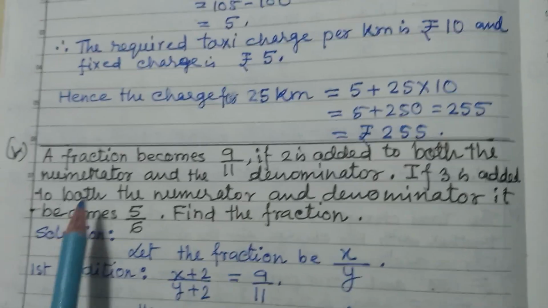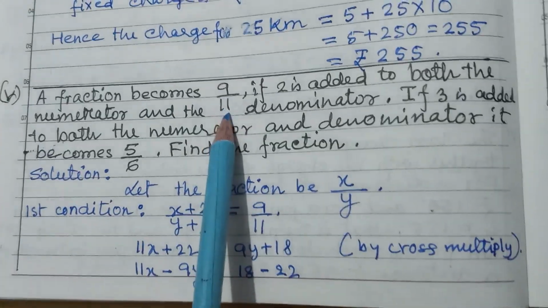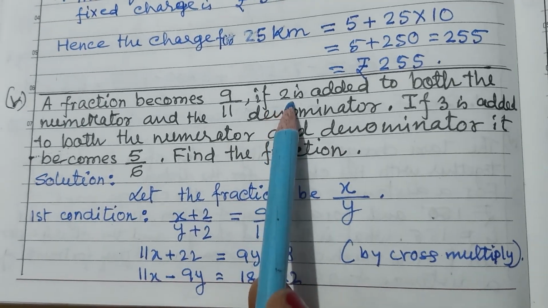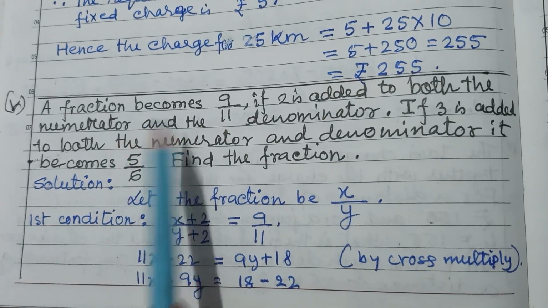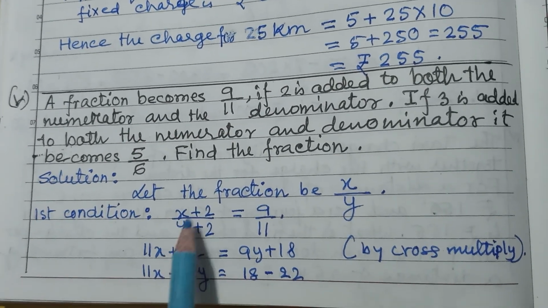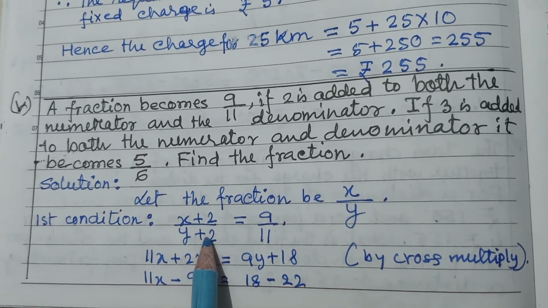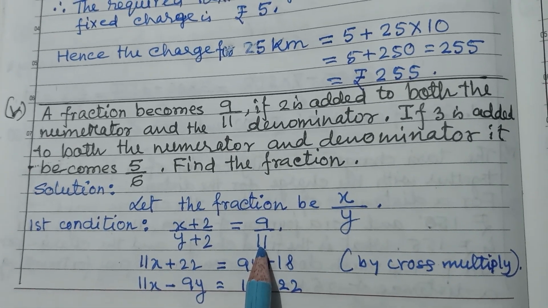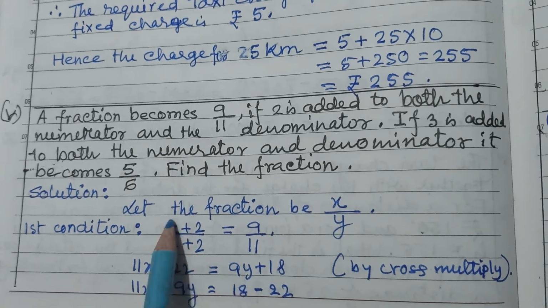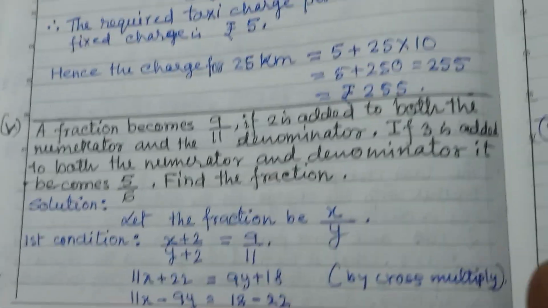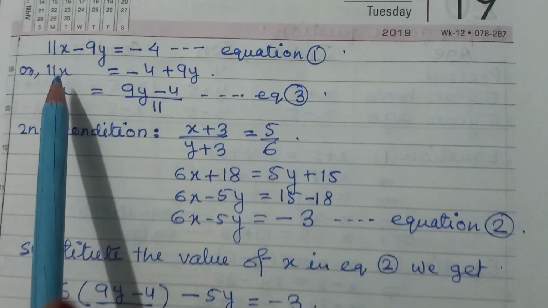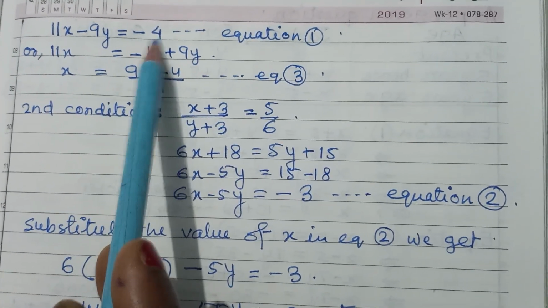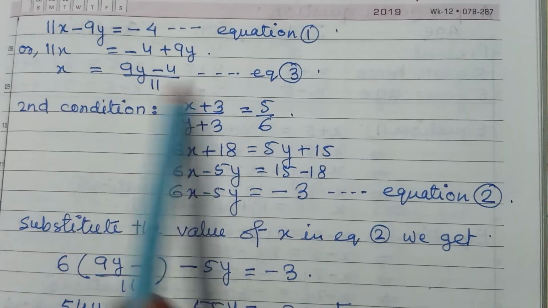Next, a fraction becomes 9 upon 11. So let the fraction be x upon y. Now if 2 is added to both the numerator and denominator, so x upon y becomes x plus 2 upon y plus 2. The fraction changes into 9 upon 11. It is the first condition. Now cross multiply it. This equation, in simplification, is 11x minus 9y is equal to minus 4. It is the first equation.